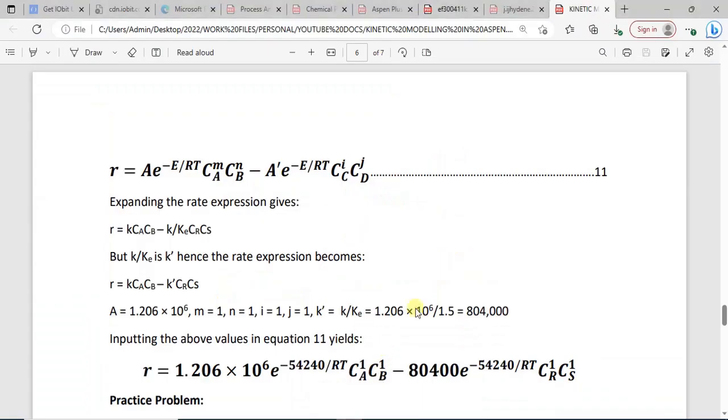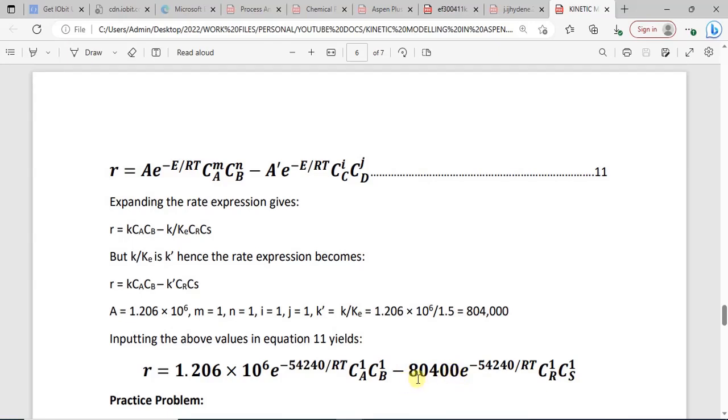Back to the rate equation. When you divide this by this, you get 804,000. So this is actually a mistake right here. It's supposed to be 804,000, which is this, not 80,400. This must have been an oversight from me while typing. You have to add another 0 so that it becomes 804,000.